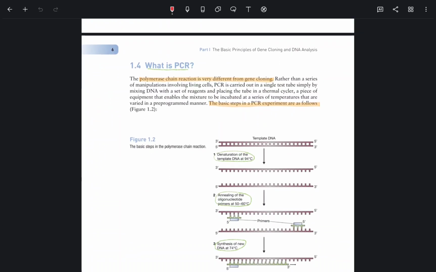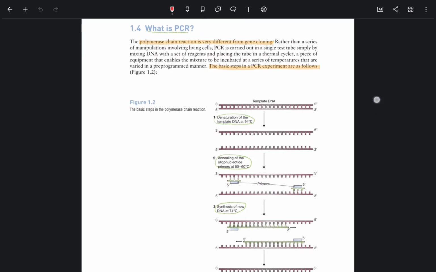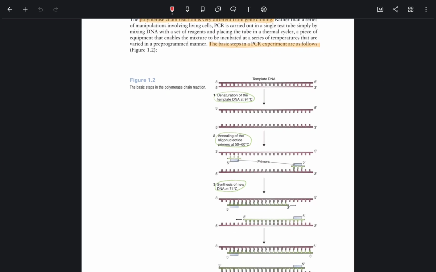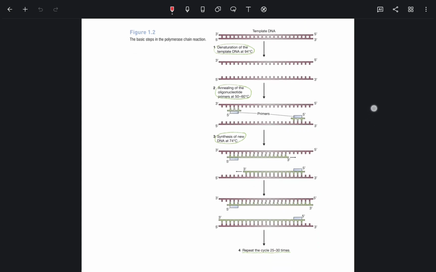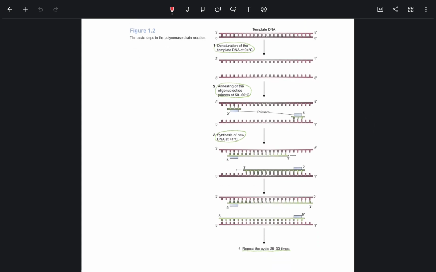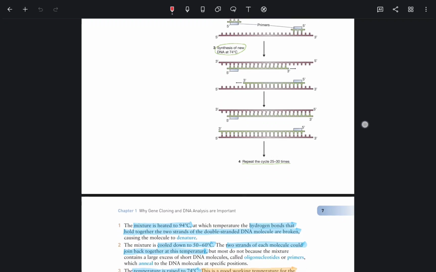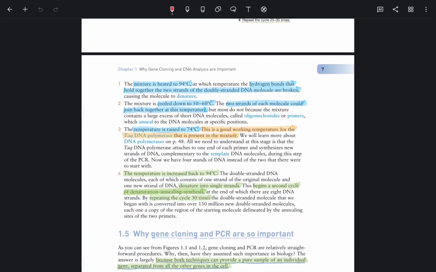What is PCR? The polymerase chain reaction is very important, and very different from gene cloning. The basic steps in a PCR experiment are as follows: denaturation of the template DNA at 94 degrees Celsius, annealing of the oligonucleotide primer at 50 to 60 degrees Celsius, synthesis of new DNA at 74 degrees Celsius. Repeat the cycle 25 to 30 times.